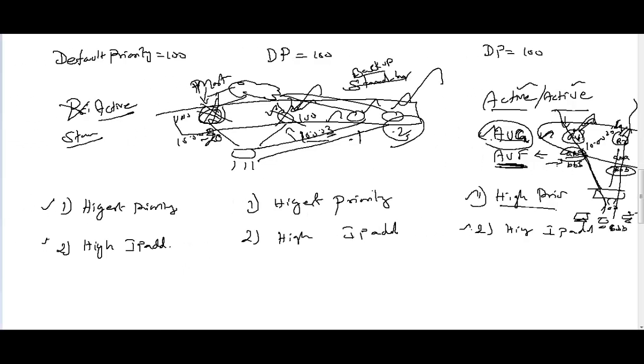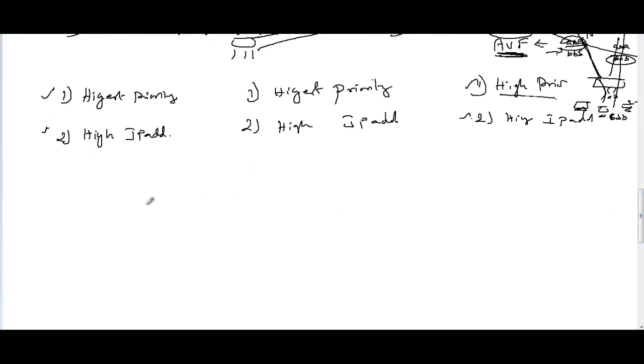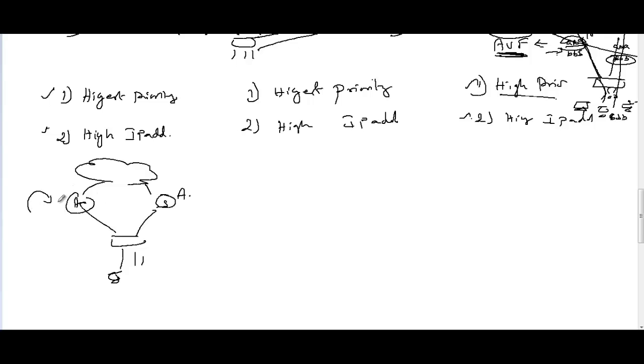Okay, next is, what if I have the active device? Let me redraw this. I have an active device and a standby device. In HSRP we call it active and standby. Now the active goes down and the standby becomes active. Now when the active comes back, what will be the role? By default the role will go to standby.